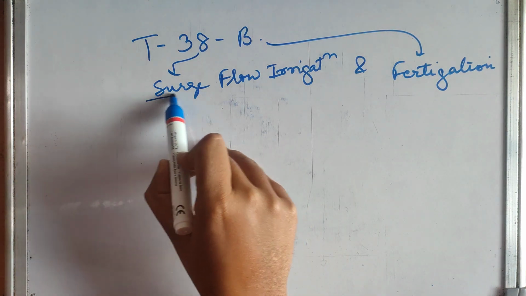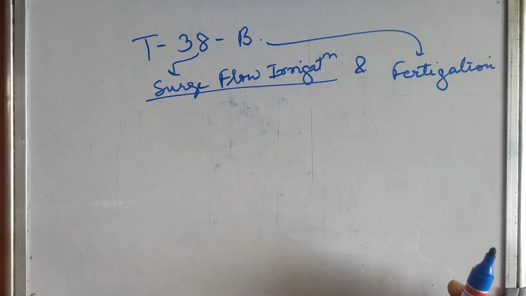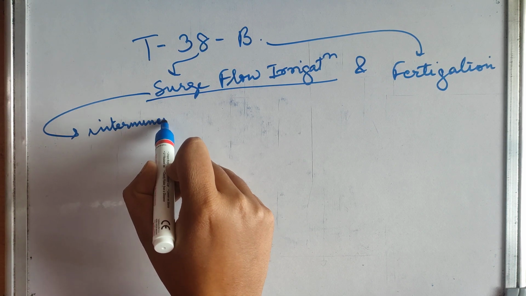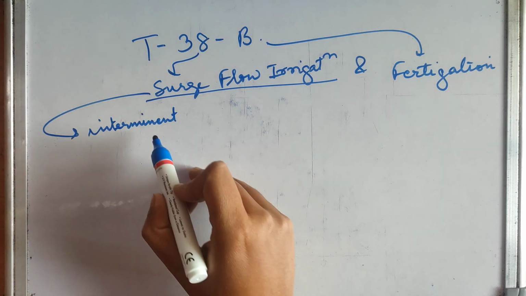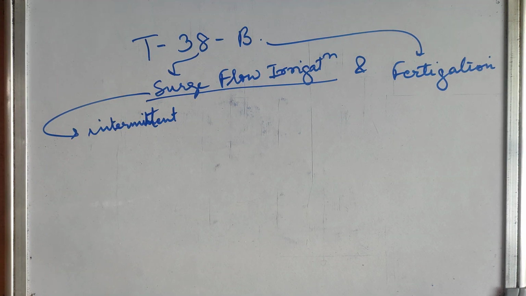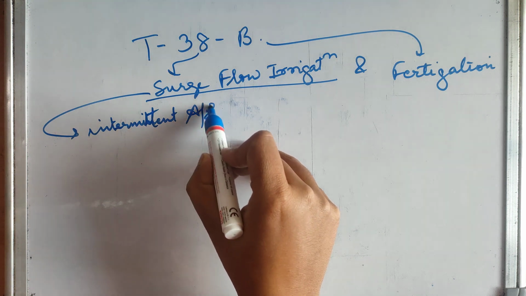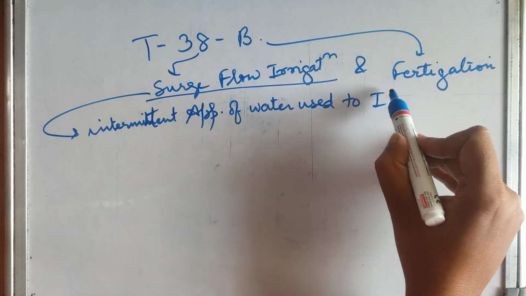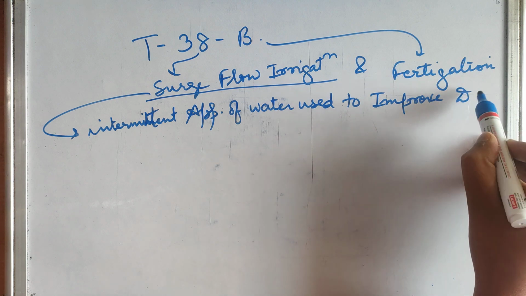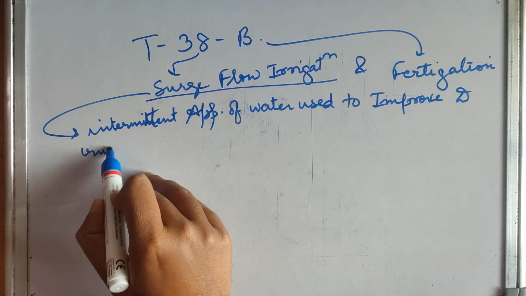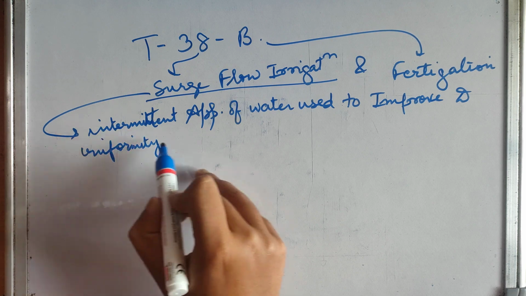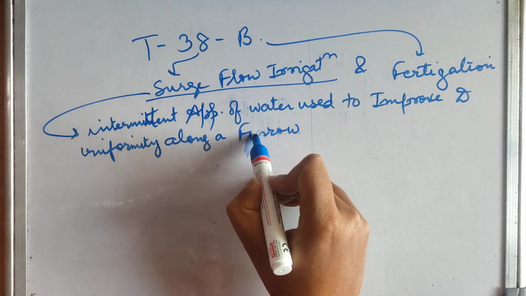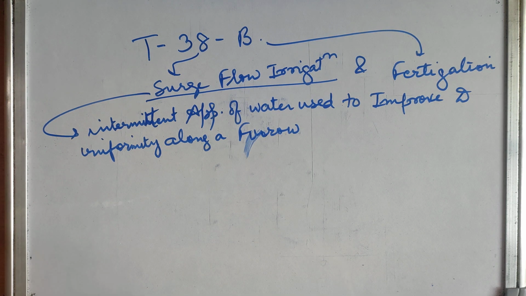So first of all, what is surge flow irrigation? Surge flow irrigation is the intermittent application of water used to improve distribution uniformity along a furrow.